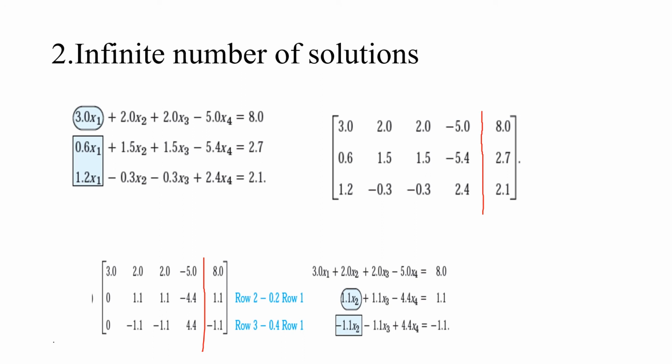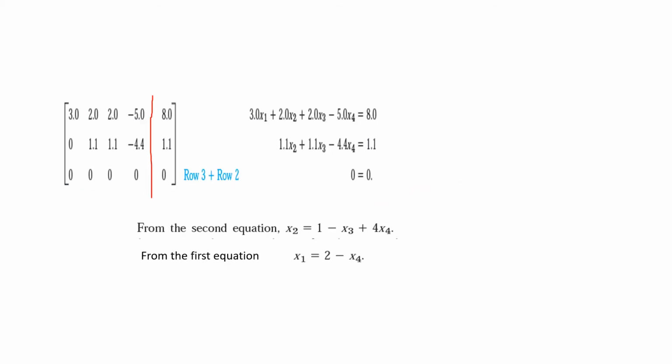The next case is an infinite number of solutions. Here also we are given three equations. Their augmented matrix is given. We perform row transformations. After performing the row transformation, row 3 plus row 2 gives row 3, we get zeros in the last row. So we have only two equations.